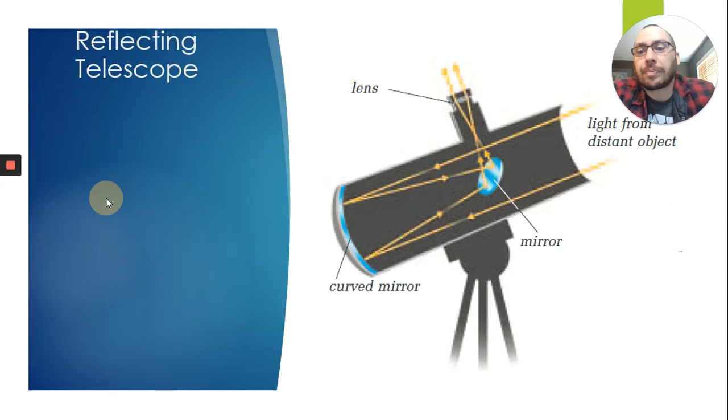Okay. Next is the reflecting telescope. I actually used to have one of these. I used to bring it into school, and then I broke it, so I don't do that anymore. You can buy these. I think Costco usually sells them at Christmas time.